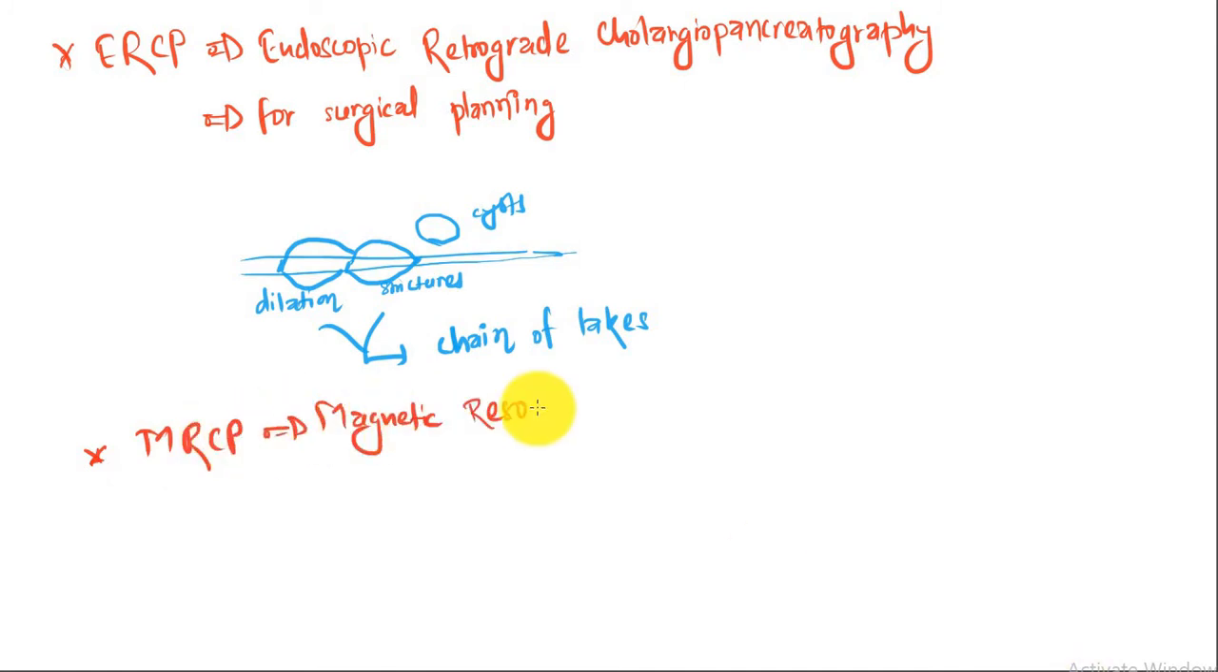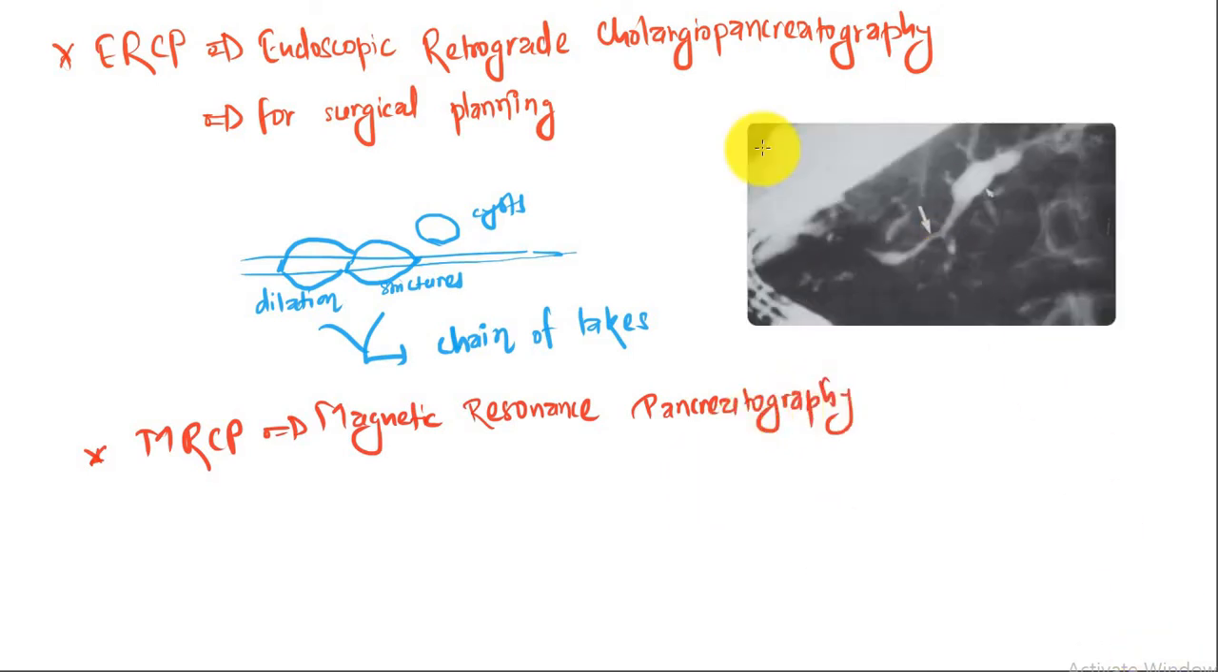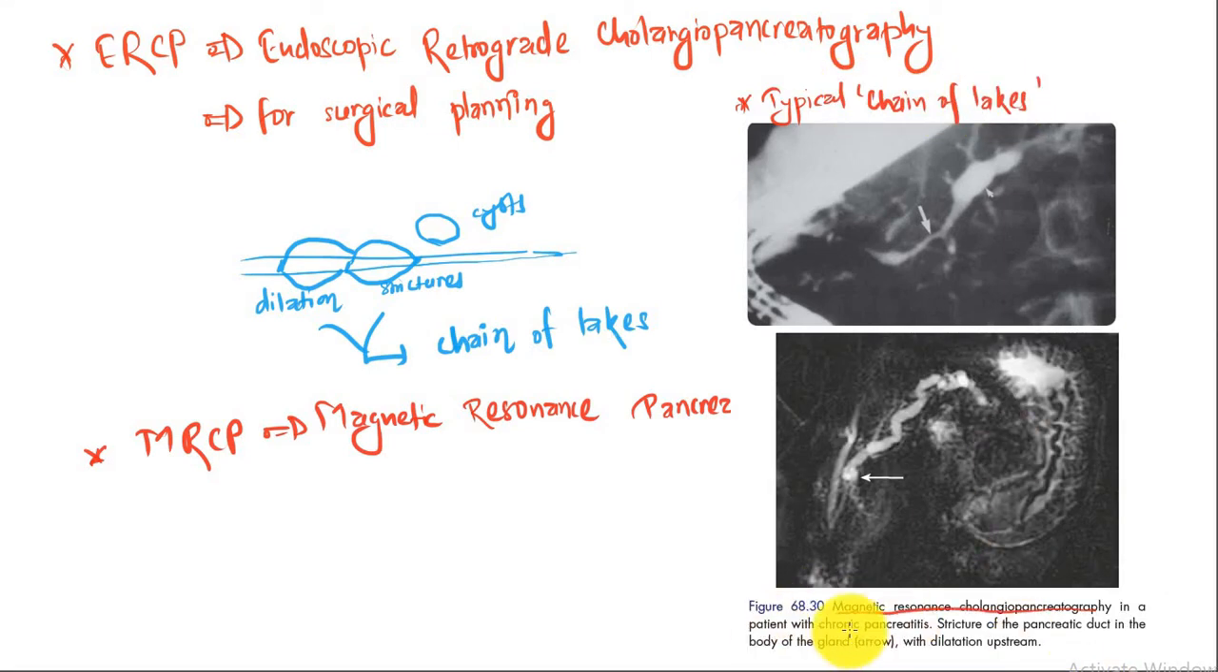MRCP can be performed. MRCP is magnetic resonance cholangiopancreatography. The appearance is the same as that of ERCP. So here we have a typical chain of lakes appearance over here. This is MRCP.